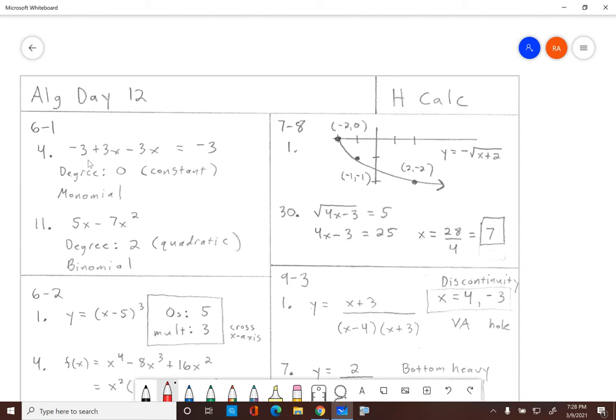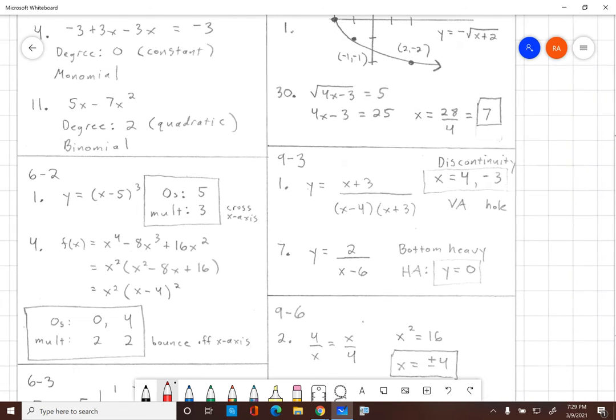So we're starting in section 6-1, problem 4. We need to classify this polynomial. So this 3x minus 3x cancels out, so that's just left with the negative 3. So that's a degree 0, or a constant, and there's just one term, so that's a monomial. And in 11, 5x minus 7x squared, it's degree 2. The highest exponent is 2, so the degree is 2, it's a quadratic polynomial here. And there's two terms, so it's called a binomial.